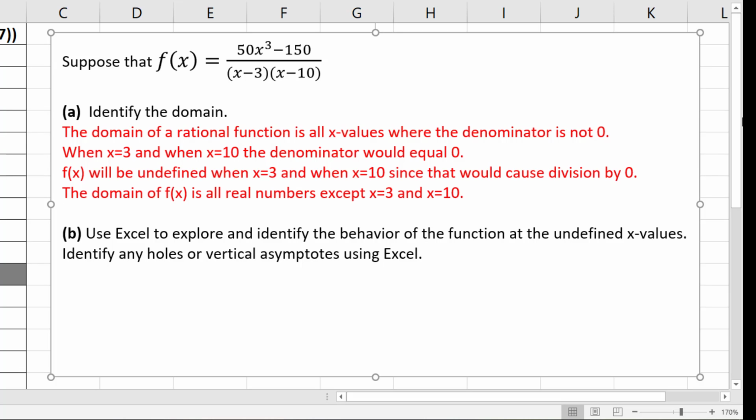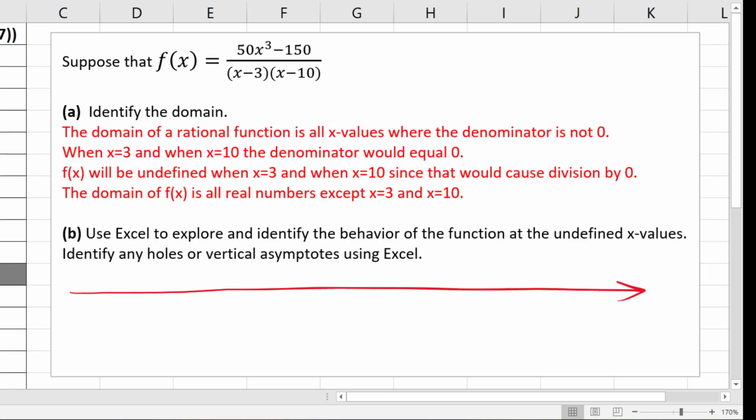Part B says to use Excel to explore and identify the behavior of the functions at the undefined x values. We'll identify if there are any holes or vertical asymptotes. I'm going to draw a horizontal line, and I'm going to put x equals 3 and x equals 10 on my horizontal line. And we've already determined that the function f of x does not have any graph at those two x values. So I'm going to put an open circle there, and I'm going to think about now how to explore the behavior of the function near those values.